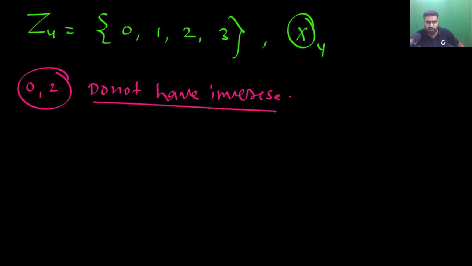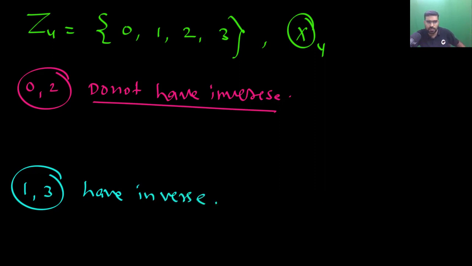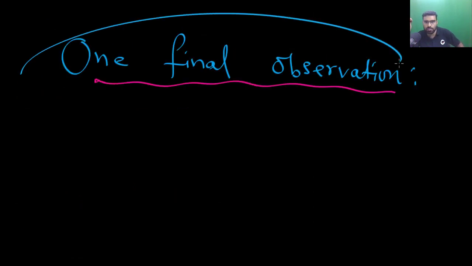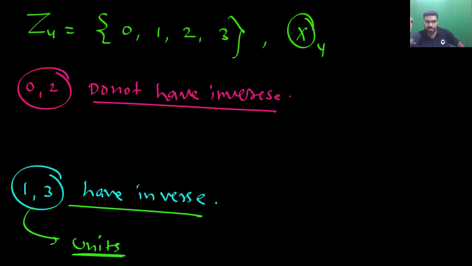Why do these two elements not have an inverse? Remember, 1 and 3 have an inverse. In this structure 1 and 3 have an inverse, but 0 and 2 do not. Because 1 and 3 have an inverse, they are called units, as I told you. But what is the reason? So this is the one final observation we need to make: 1 and 3 have an inverse under this operation, multiplication modulo 4.